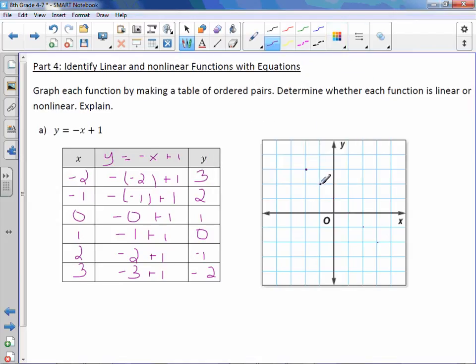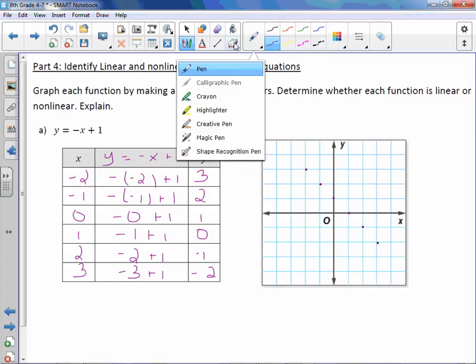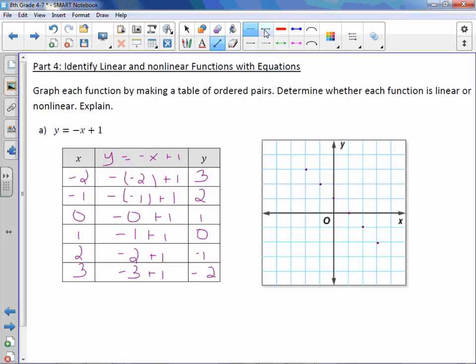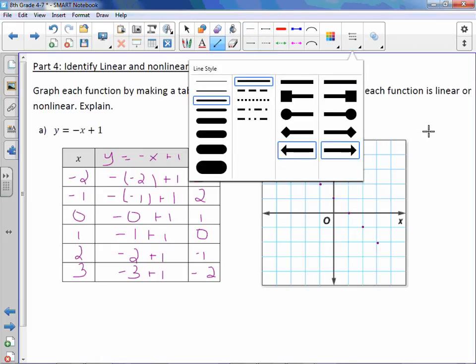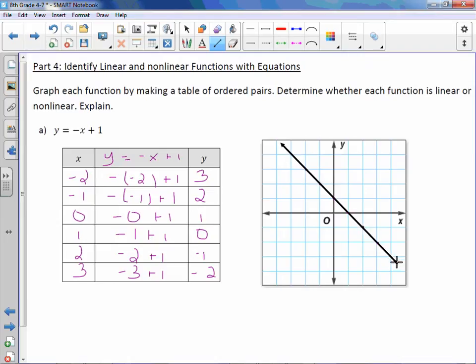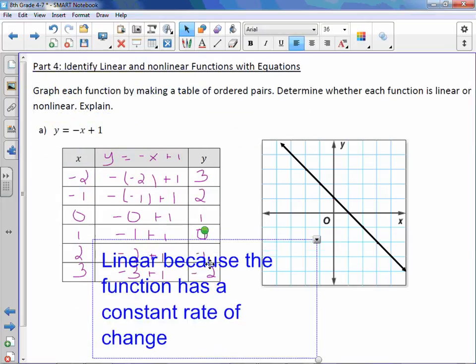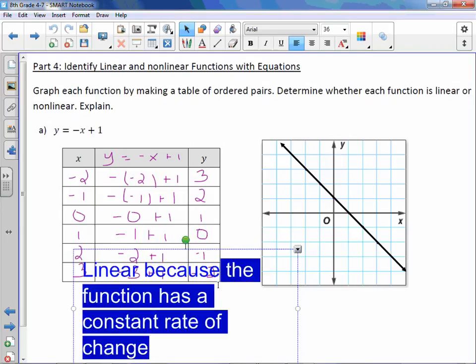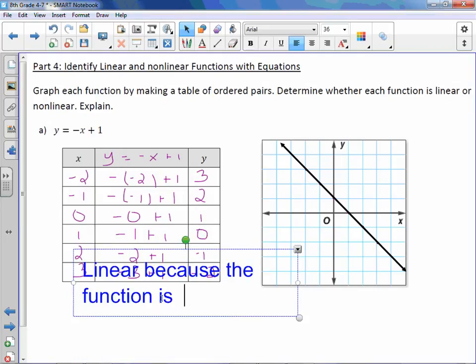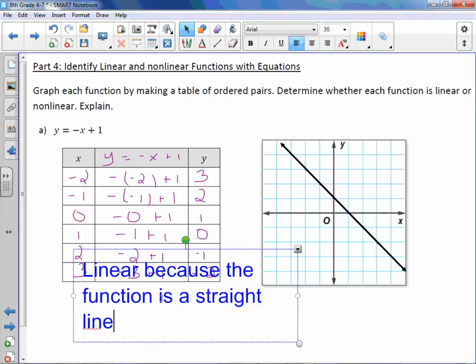Let's make those points a little bit easier to see. Now these do appear to be in a straight line. Let's draw a straight line and see where it takes us. It does, in fact, create a straight line. So this function is linear because the function is a straight line.